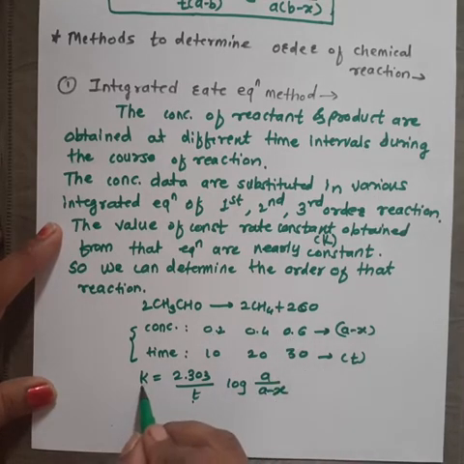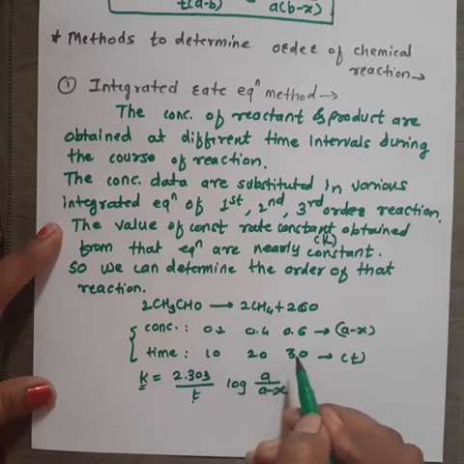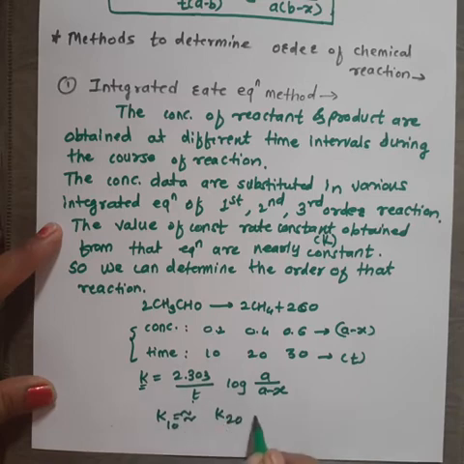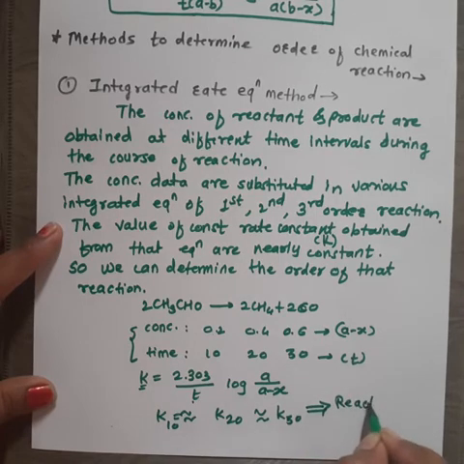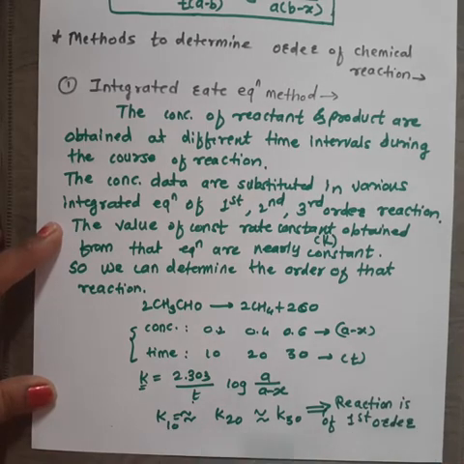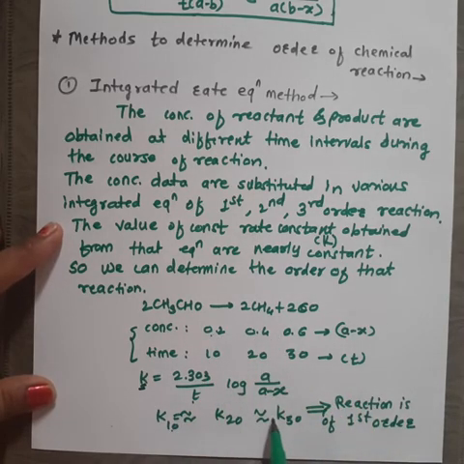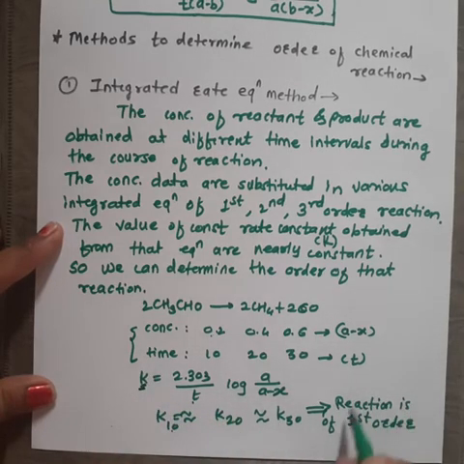So if the values of K for 10, 20 and 30 minutes are the same, that is K10 is nearly equal to K20, nearly equal to K30, it indicates that this reaction is of first order, because the value of K we obtain is constant for 10, 20 and 30 minutes, for the concentrations 0.2, 0.4 and 0.6. Therefore we can say that the reaction is of first order.